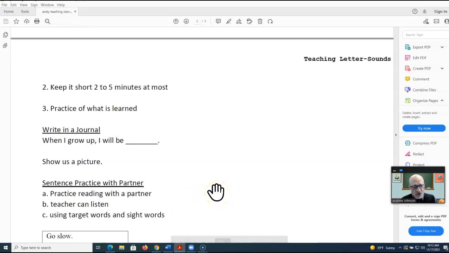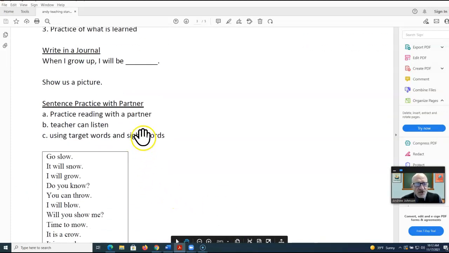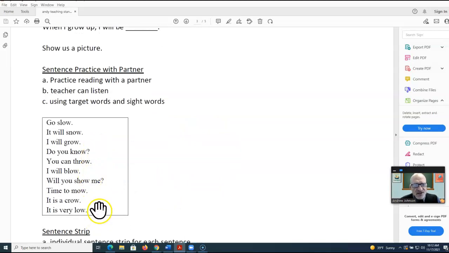I could have them do a worksheet. I could have them write in a journal using a word with an O sound. When I grow up, I will be. And they'd write the sentence and complete it in their journal or reading log. And then they'd show us a picture. They could do some sentence practicing with a partner. I give a list to students. They sit with a partner and they practice reading it, and a partner watches and helps. Then they change roles. And as a teacher, I can listen in as this is happening.